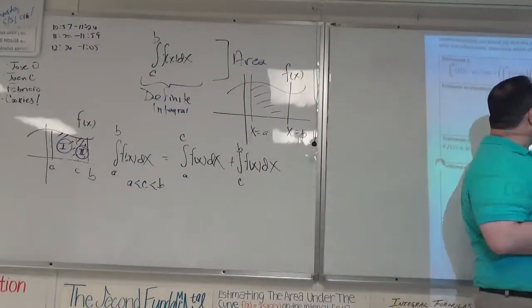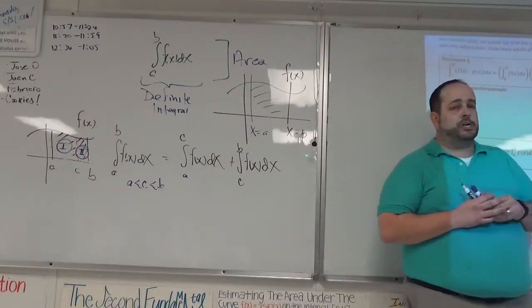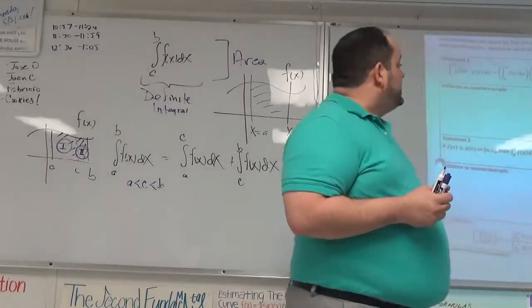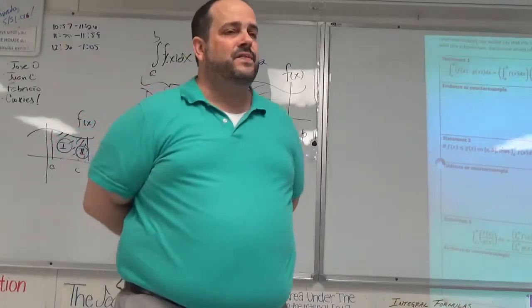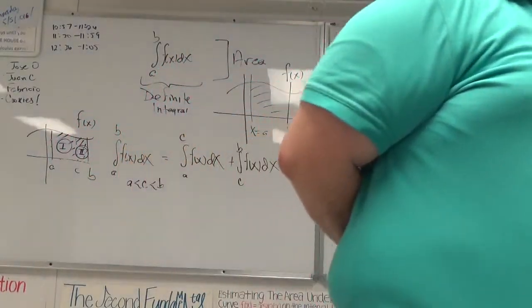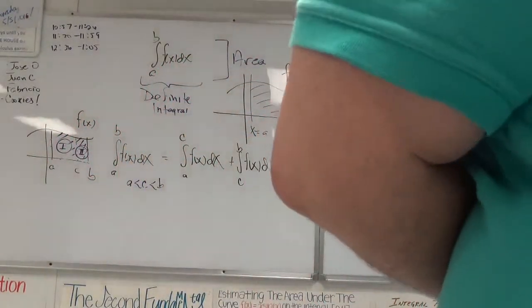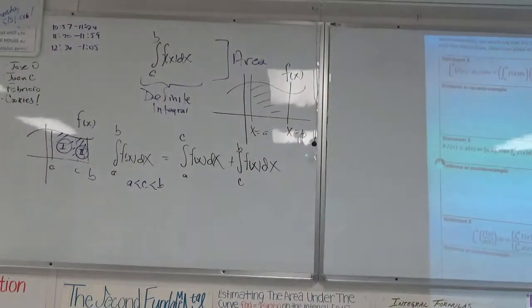So statement number 2 says if f is a continuous even function, then the definite integral from negative a to a of f of x dx is equal to 2 times the definite integral from 0 to a of f of x dx.